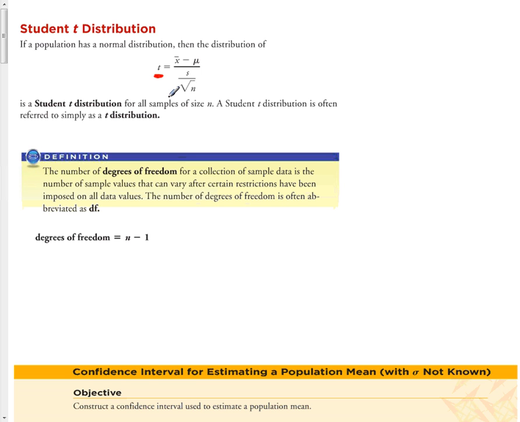Now we have another definition. The number of degrees of freedom for a collection of sample data is the number of sample values that can vary after certain restrictions have been imposed on all the data values. The number of degrees of freedom is often abbreviated df. So if you see the abbreviation df, we're talking about degrees of freedom. That definition, not extremely important. This formula is extremely important. This is how we're going to find our degrees of freedom. So more important than what the degrees of freedom are in this case is the formula for actually finding the degrees of freedom, because we're going to have to use that in making our intervals.